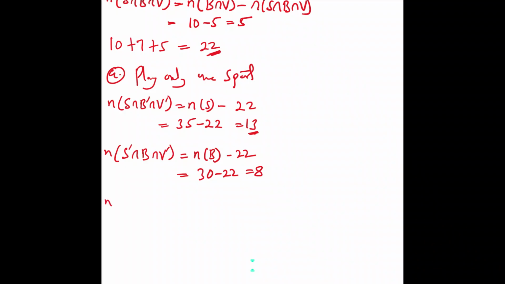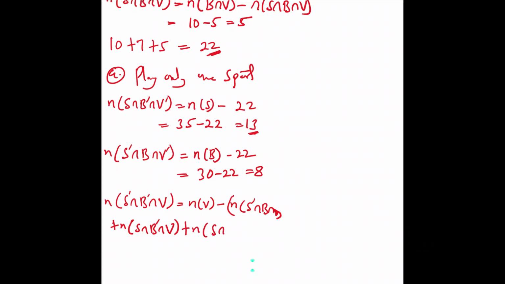Okay, so now let's look for the number of students who play only volleyball. This one will be quite different from the previous ones. That will be the number of students who play volleyball minus the number of students who play only basketball and volleyball, plus the number of students who play only soccer and volleyball, plus the number of students who play all 3.